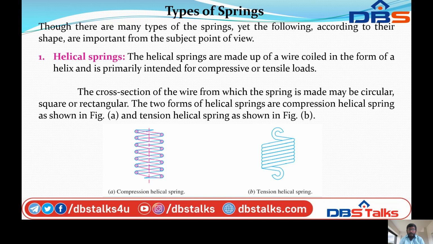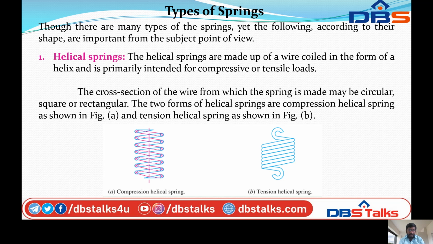The cross section of the wire from which the spring is made may be circular, square or rectangular. Helical springs have two forms: the compression helical spring, as shown in figure A, and the tensile helical spring, as shown in figure B. You can see the figures A and B.